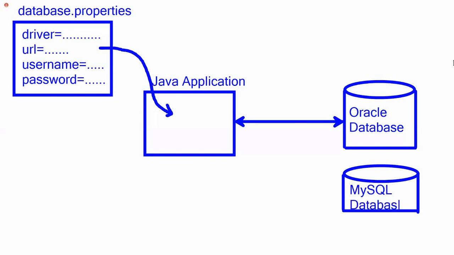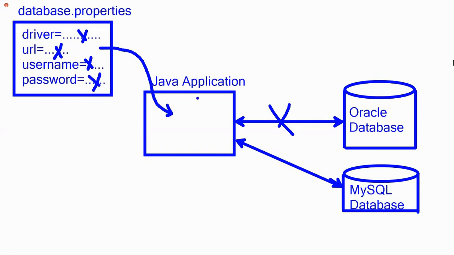Now, which program do you have to modify? The Java application or the properties file? Here, one character also needs no change. You modify this one, this one, this one, this one. It is disconnected from Oracle. Now it is connected to this one. Now again you want to change the database. Again change. Which file do you have to change? The properties file.